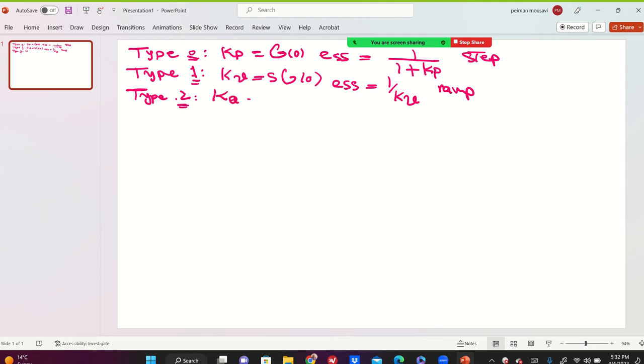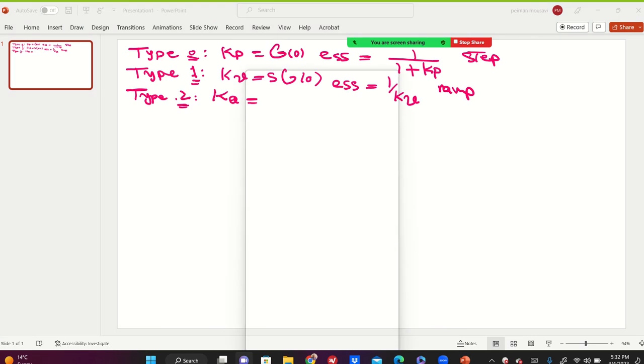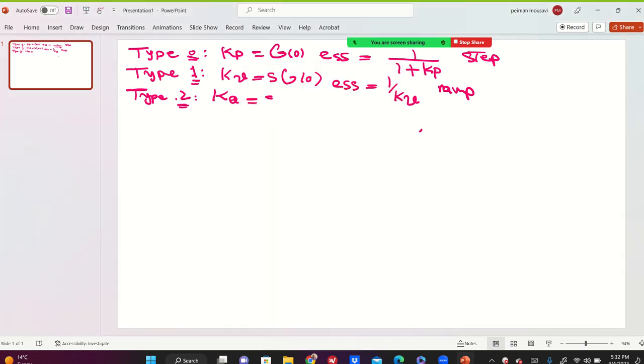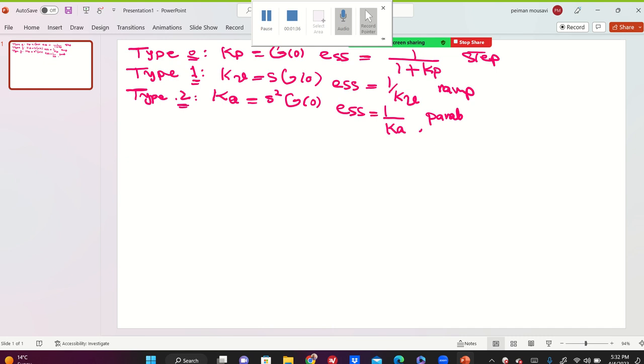And for type 2 system, means it has two integrators, one integrator and no integrator. So I introduced Ka, static acceleration error constant, as s squared G(0), and the ESS was, if I'm right, 1 over Ka for parabolic input, right? In the table, yeah. It's being recorded. No problem. Okay, for parabolic input, but thanks for letting me know, for double checking.